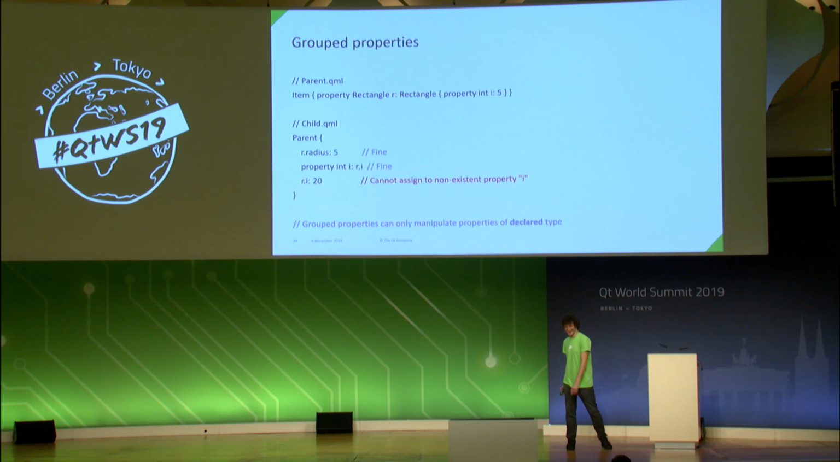Now, this is also funny. You have a rectangle with another rectangle in it and an extra property called I. And the R property has a type rectangle. Now you can read that I property when instantiating something else. Fine. You can even set a group property of rectangle on it, like radius. Fine. But you cannot set the I property. You know what? Because you can only set declared properties when setting inner properties.